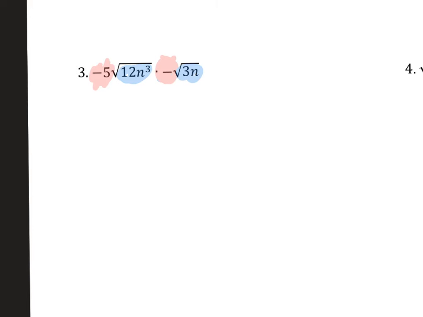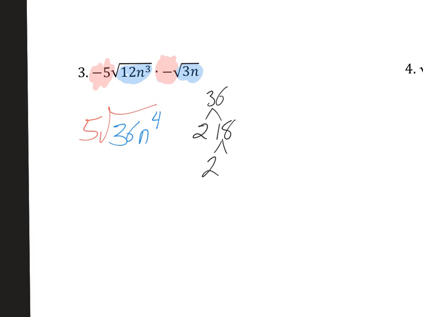So on the outside, -5 times -1 is +5. Radical, 3 times 12 is 36. N to the third times n would be n to the fourth. Now we can go ahead and split this up. So 36. We're going to do it the long way. So 2 and 18, 2 and 9, 3 and 3.